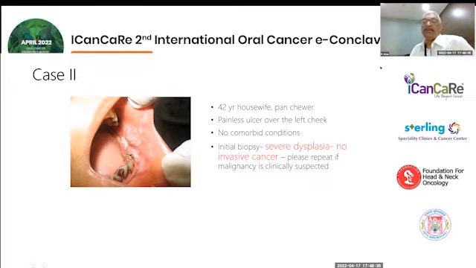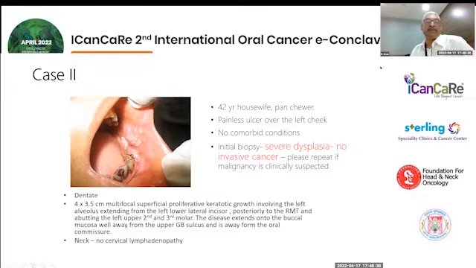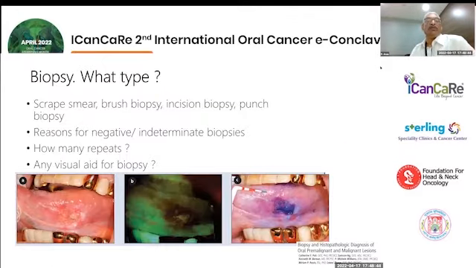Please repeat malignancy if suspected. So that is a description. She did not have any nodes in her neck. So we don't have a pathologist, but I will go to the surgeons first, to whom these patients usually report to.